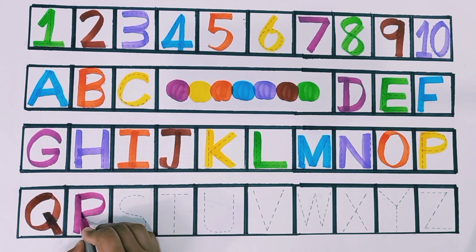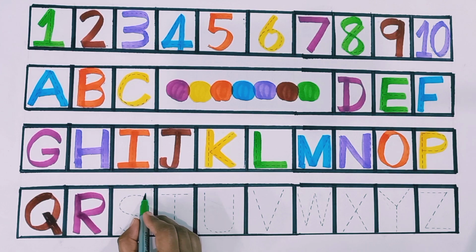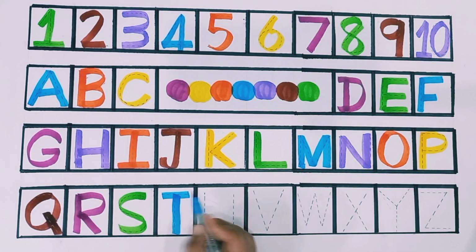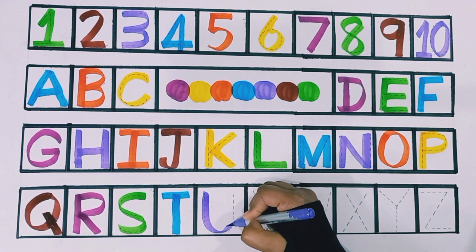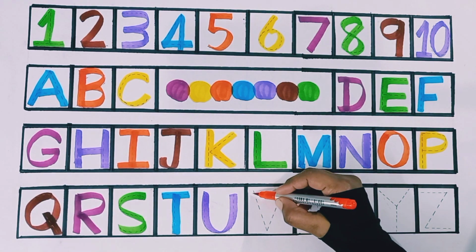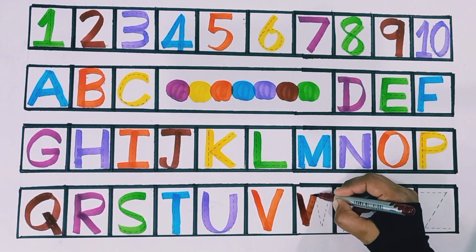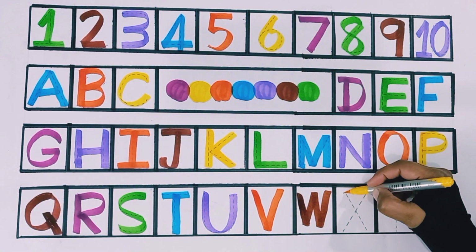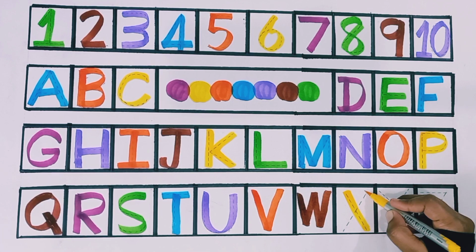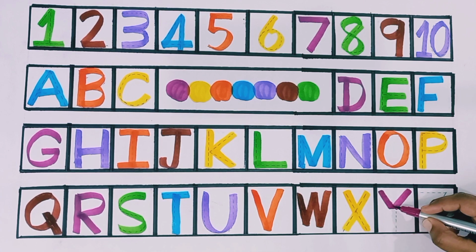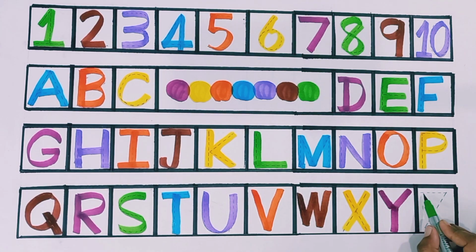R for rainbow. S for snake. T for tortoise. U for umbrella. V for violin. W for water. X for xylophone. Y for yak. Z for zebra.